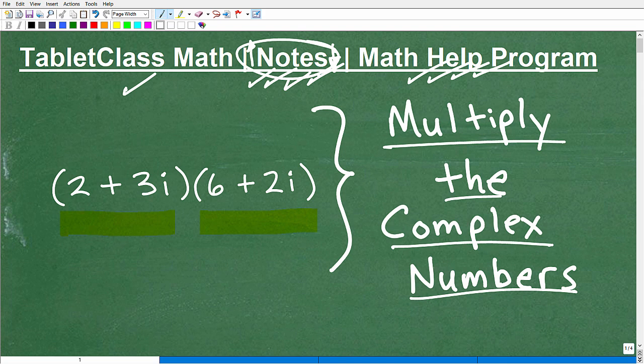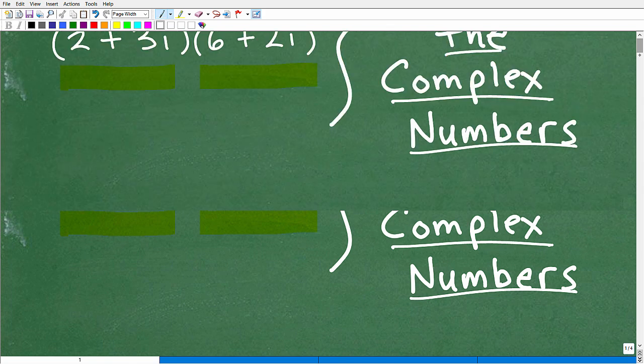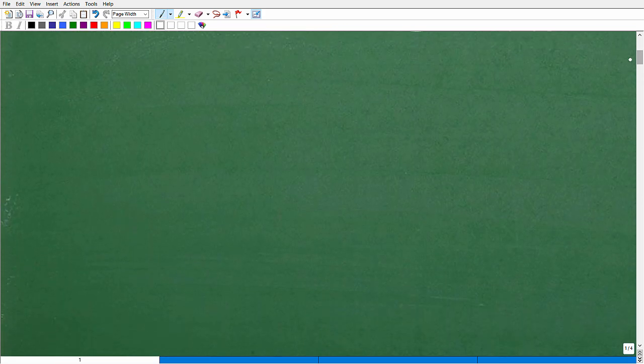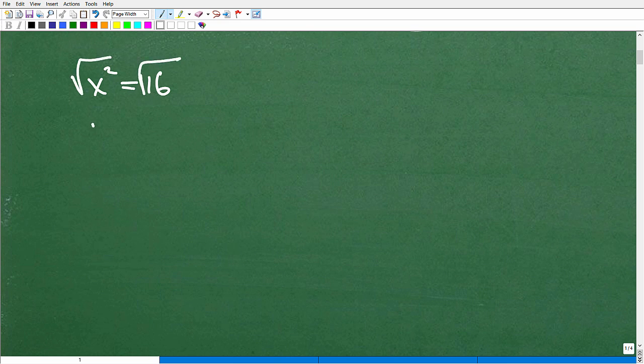Okay, so let's get into complex numbers and how to multiply these two guys together. So just a quick review. Remember, if you have a situation like this, x squared equals 16, and I was to solve this basic quadratic equation, I could just take the square root of both sides. I have x is equal to plus or minus 4. Two real roots, no big deal.